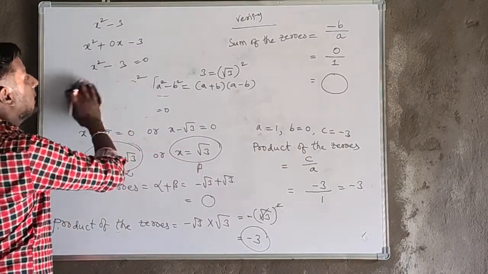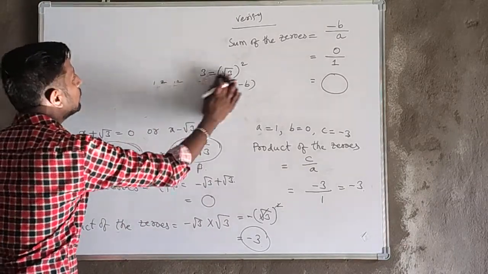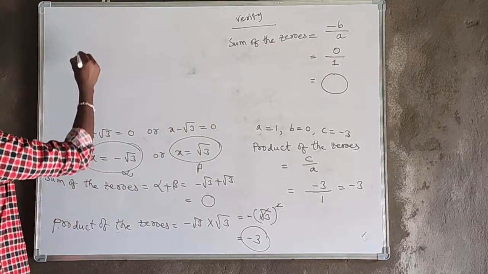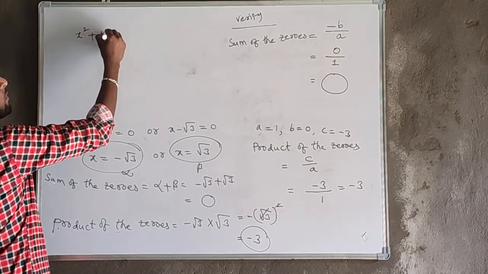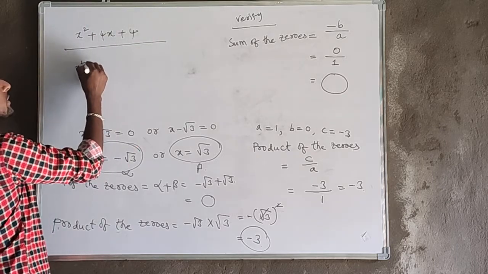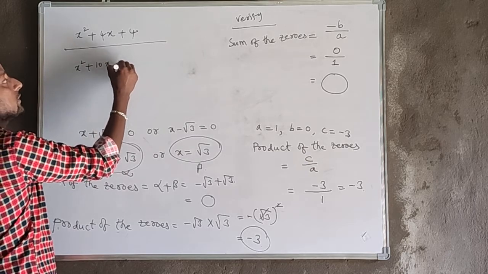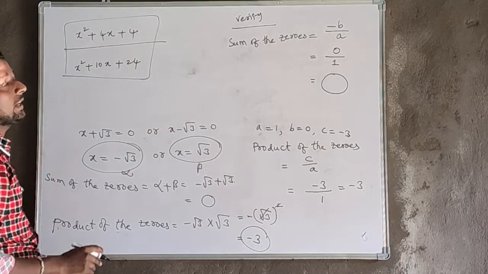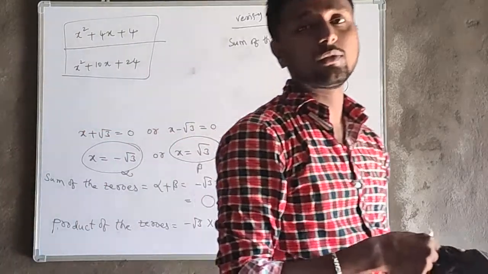So I'll give a few problems for you to do. Do them and verify the answers also. Okay. 4x plus 4 and x square plus 10x plus 24. Do this and verify the zeros of the polynomials also.